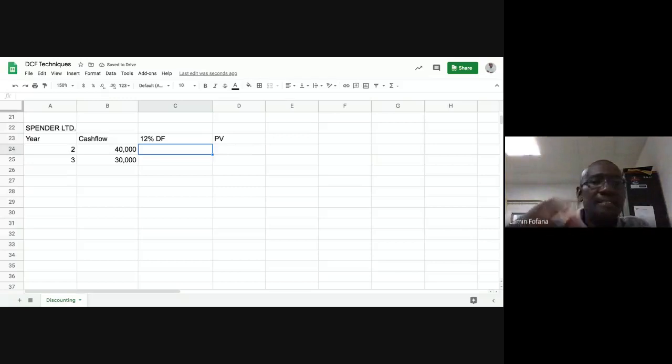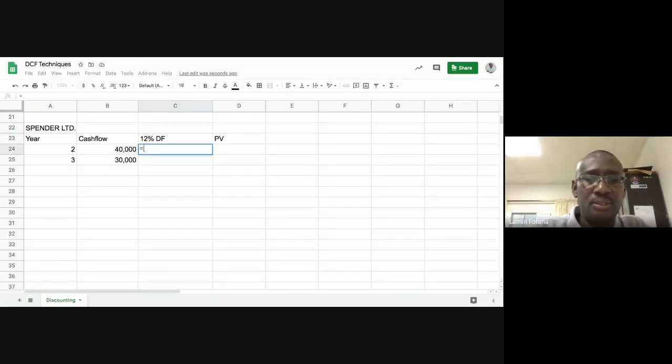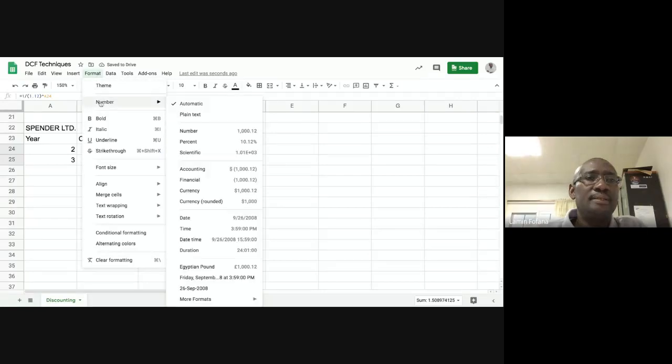So for the 12% DF, what we do, we say equals 1 divided by bracket opens, 12% is 1.12, isn't it? 1.12 raised to power 2. We enter, and we replicate. So we take it to 2 decimal places.